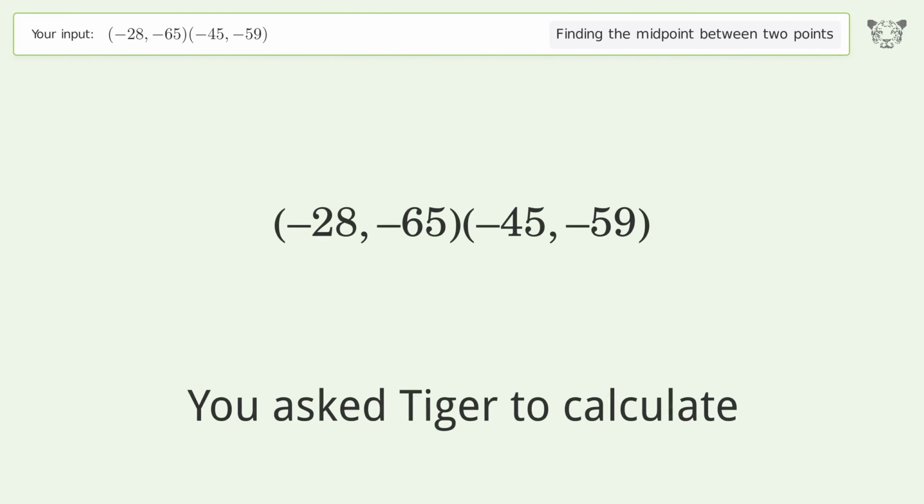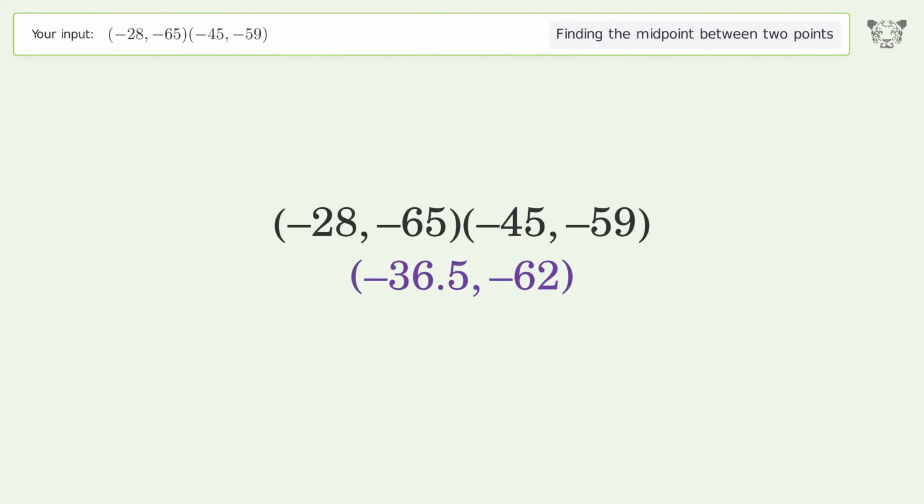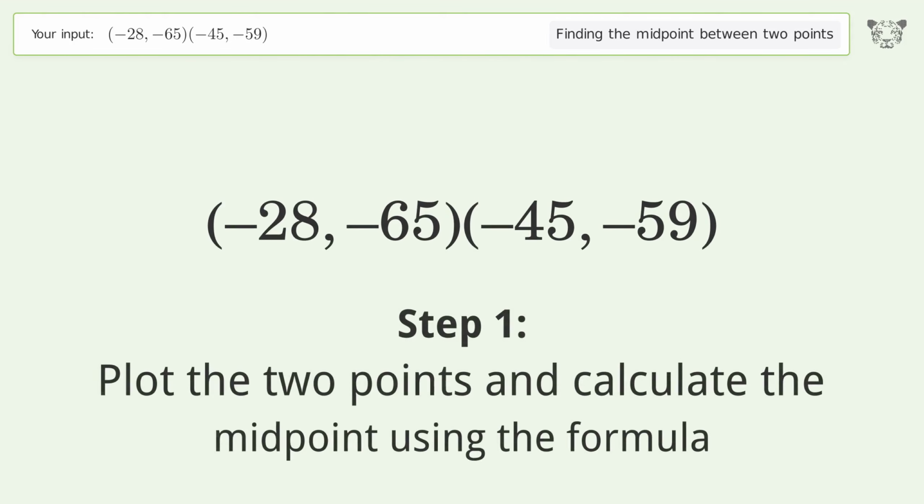You ask Tiger to calculate. This deals with finding the midpoint between 2 points. The midpoint between the 2 points is -36.5, -62. Let's solve it step by step. Plot the 2 points and calculate the midpoint using the formula.